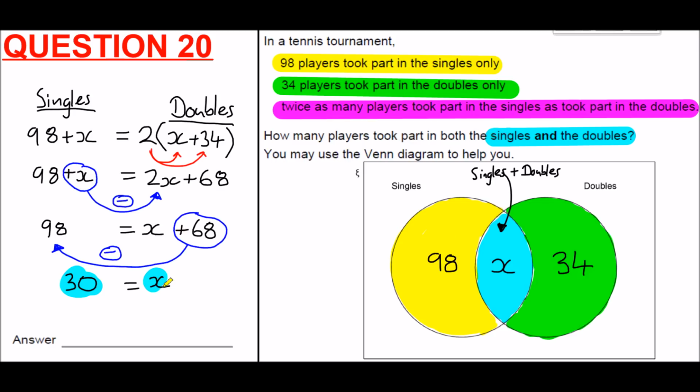So x equals 30. And remember, we said x was going to represent how many players took part in both the singles and the doubles. And so that number of people is x, which is 30. So that's our final answer. Number who played both singles and doubles is 30. Probably the hardest question on the paper, or definitely one of them, in my opinion, in terms of getting your head around it.